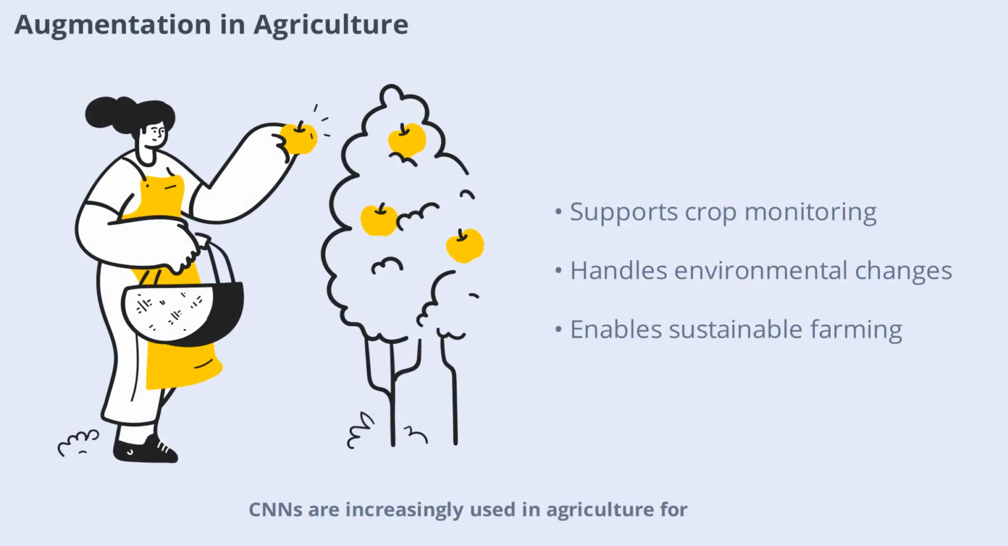CNNs are increasingly used in agriculture for tasks like crop monitoring and disease detection. Data augmentation helps models handle variations in plant appearance, lighting, and background, ensuring accurate analysis across different environments. This supports more efficient and sustainable farming practices.